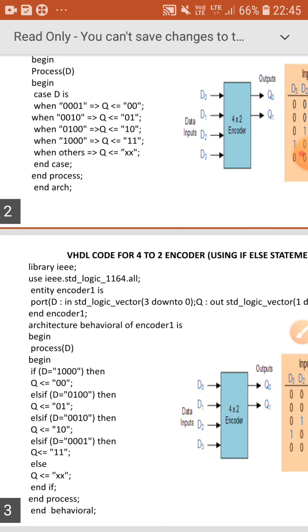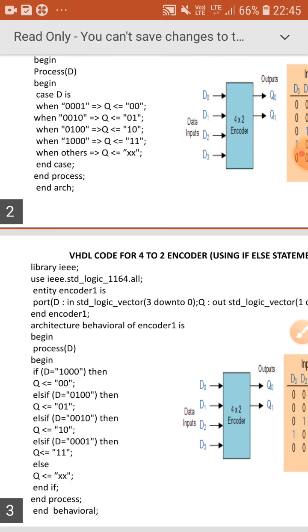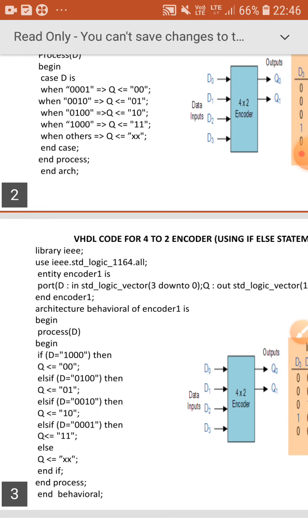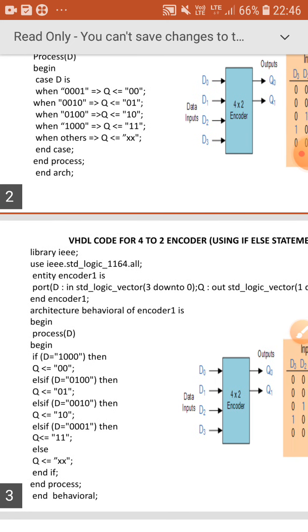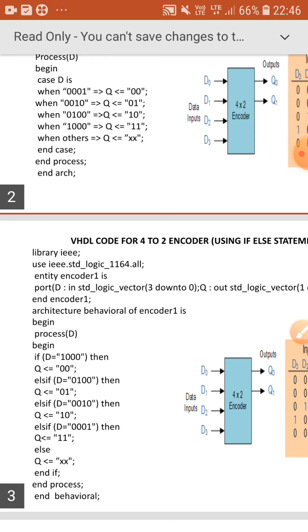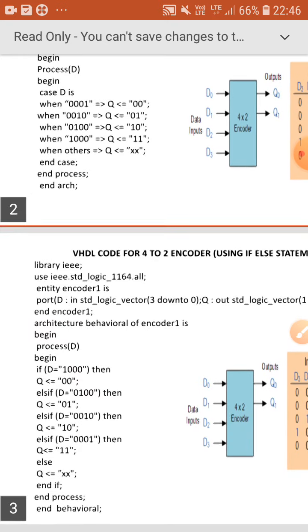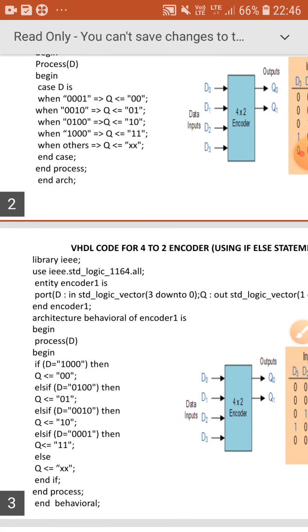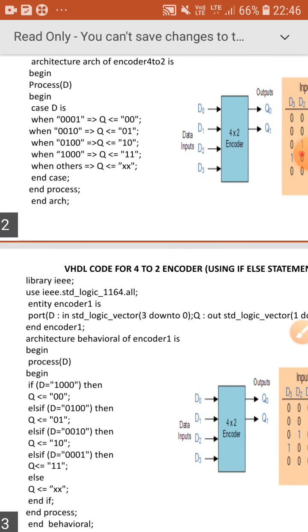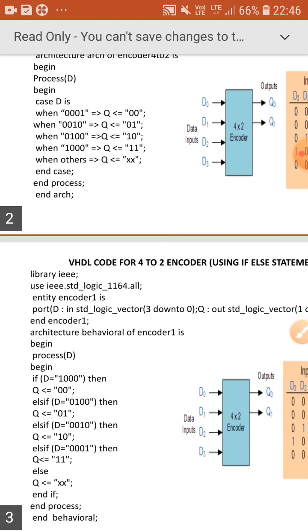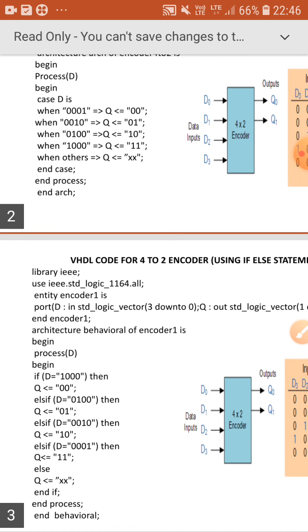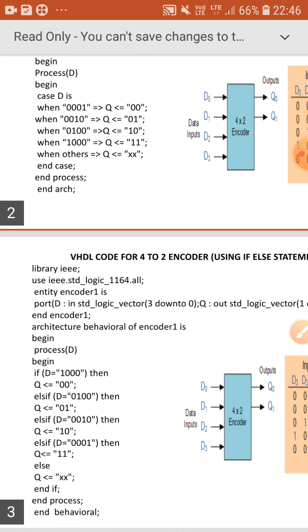Then Q is equal to 10. So when D is 0100, 10 will be assigned to Q. Next, when D is 1000, that means D of 3 is equal to 1. If D of 3 is equal to 1, then the output will be 11. So when D is 1000, then Q is equal to 11. If any condition is not satisfied, then it comes to when others. Here X will be assigned to Q.